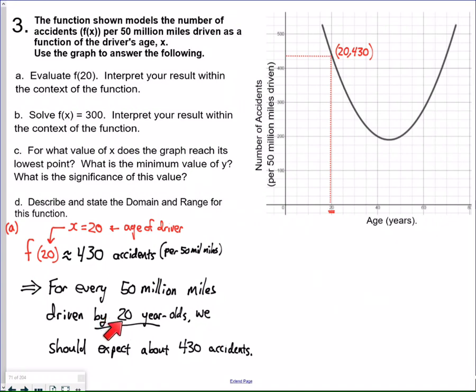So 20-year-old drivers don't seem to be that safe. I wonder why that would be. No possible theories here at all. Anyway, we go to part B.